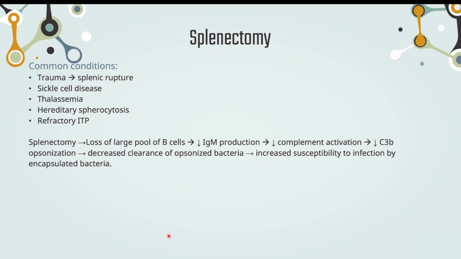And when we remove this large pool, there'll be deficiency of B cells, all right? And when we remove this large pool of B cells, obviously the IgM production is going to decrease. Now, when IgM production is decreased, obviously the complement activation won't occur because we don't have this IgM. And IgM and IgG antibodies are among the most important antibodies for complement activation. Without complement activation, there won't be C3b opsonization because remember, complement C3b is an opsonin.